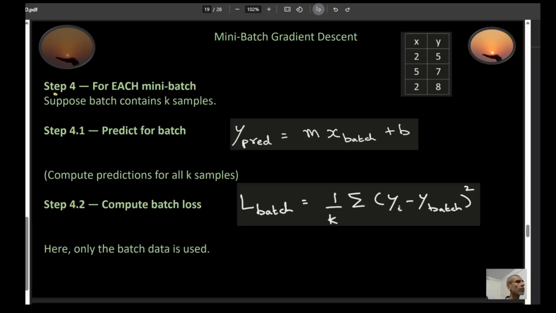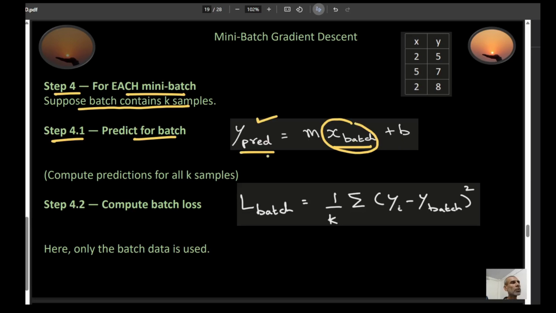And then step 4, for each mini batch, we are going to be performing the following steps. Suppose your batch contains K samples. So step 4.1, predict for each batch. You make a prediction right here. So M times your X batch, which refers to all the X values from your batch, and you find your Y right there. So this is my Y predicted for that batch. So in this case, I'm computing predictions for all the K samples that this batch contains.